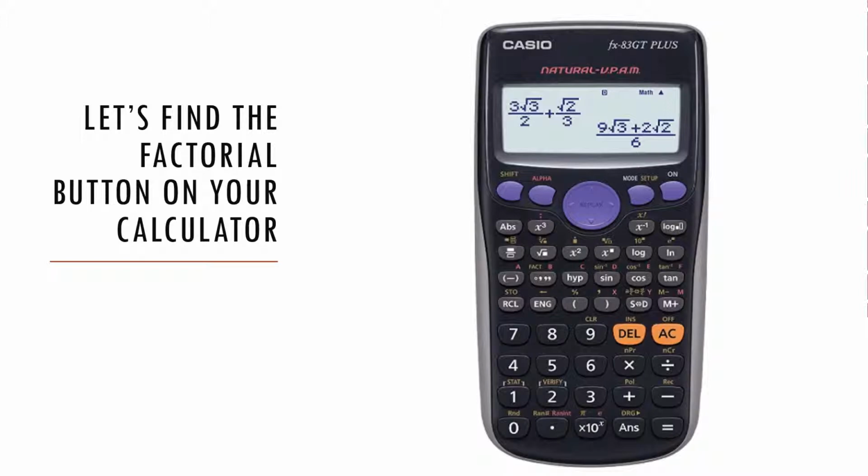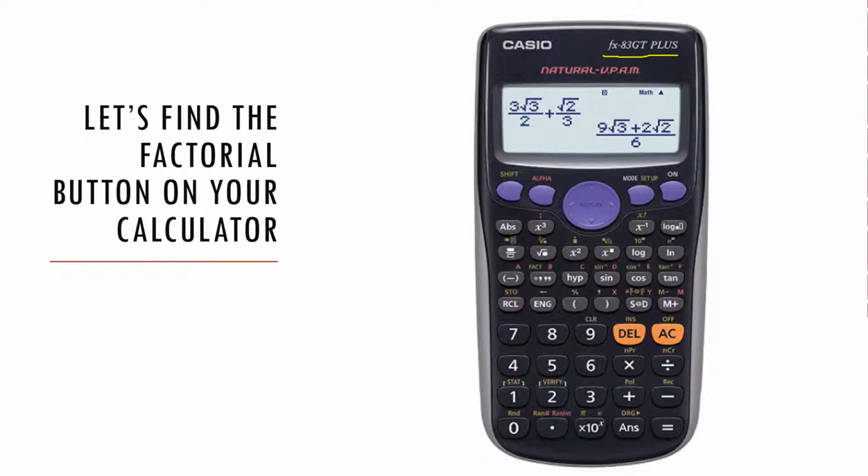Okay, so let's find the factorial button on your calculator. This is a Casio calculator. It's not a graphing calculator. So if you have the Casio graphing calculator, I think the steps are a little bit different. And also, if I don't go through your calculator here, all you have to do is just type in on Google the name of your calculator. Like this one, for example, is Casio FX83 GT Plus. So you just type in the name of your calculator and then type in factorial button, and it will come up and show you where the factorial button is.